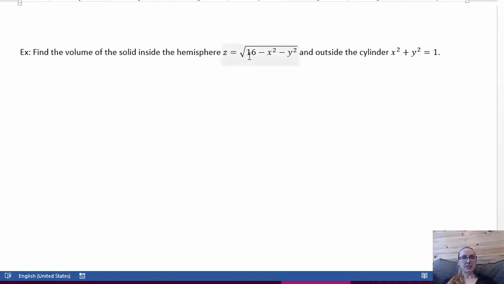Okay, so z equals the square root of 16 minus x squared minus y squared. If you square both sides and rearrange this a little bit, this is a sphere. It's a sphere centered at the origin with radius 4. So we can sketch that. Because this is just the positive square root, it's actually only the top half of the sphere. And then we want the volume inside that half of a sphere and outside the cylinder, that this would just be the unit circle in the xy plane, and then imagine that going up and down on the z-axis.